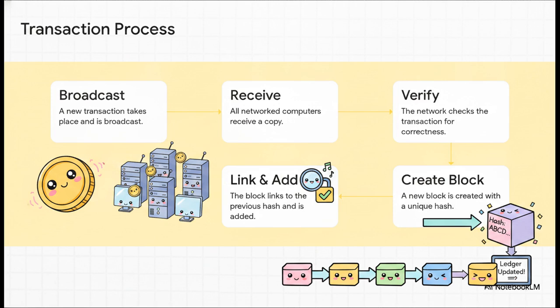Step 1. The transaction is broadcast to the network. Step 2. Every single computer gets a copy. Step 3. The network verifies it using cryptography to ensure the sender actually has the funds. Step 4. A new block is generated with its unique hash and timestamp. And finally, Step 5. The block links to the previous hash, is added to the chain, and every computer updates its ledger. It's a beautifully transparent and democratic process, right?